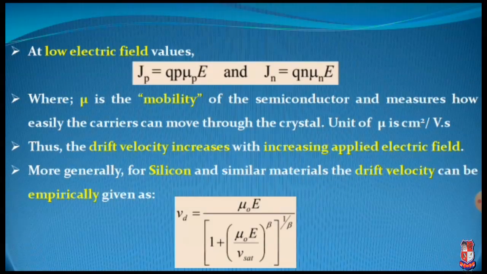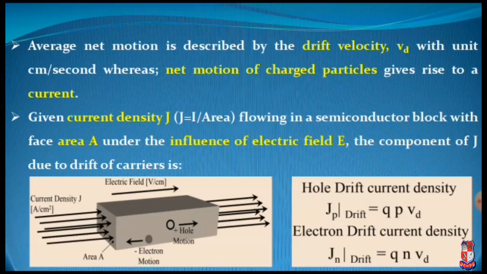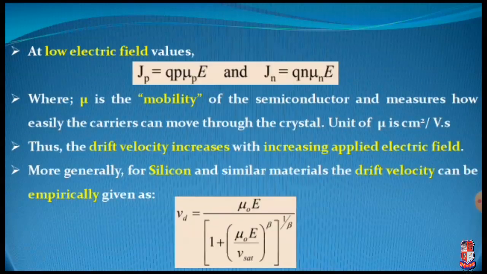At low electric field, we can write down the drift velocity equation as mu into E. So Jp is equal to Q p mu p E and Jn is equal to Q n mu n E, where mu is the mobility of the semiconductor and it measures how easily the carriers can move through the crystal, where the unit of mobility is centimeter square upon volt into second.